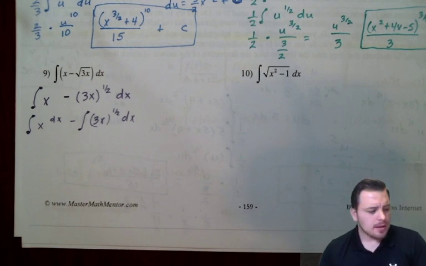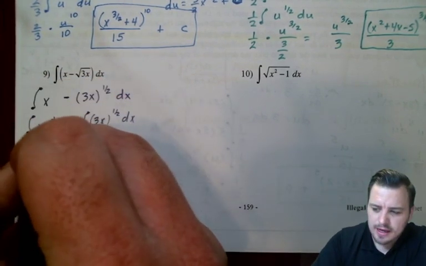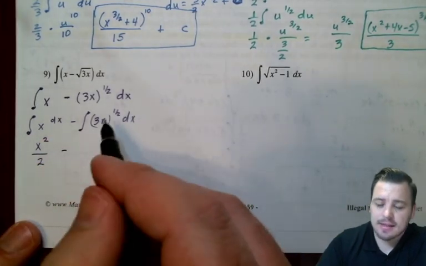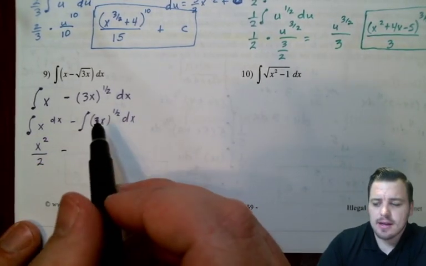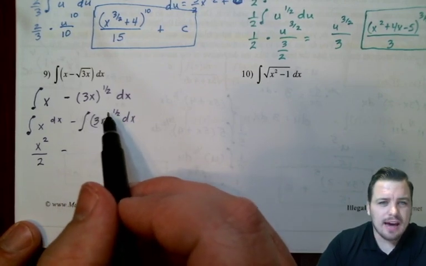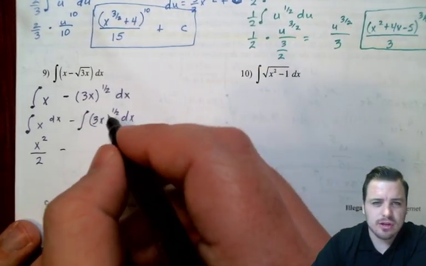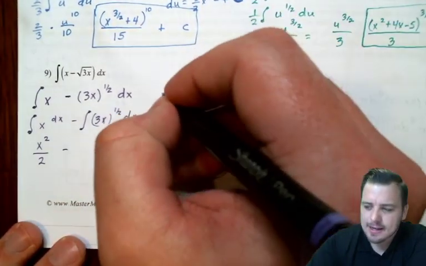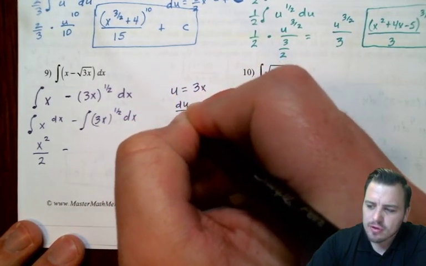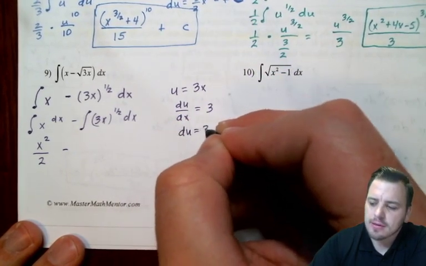So this left side comes out looking pretty smooth, just x squared over 2 minus, now this right here, this 3x to the 1/2. Now we could say x to the 1/2 and we could handle that, but 3 to the 1/2 is a decimal, so that gets a little bit nasty. So let's actually use the u-substitution just on this right side. So u is equal to 3x. My derivative of u is equal to 3, and therefore du is equal to 3 dx.